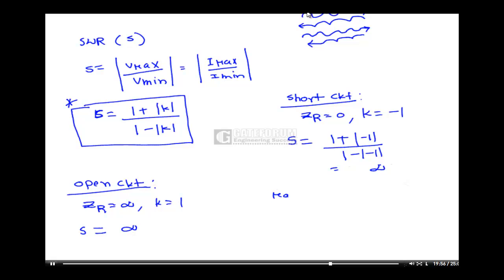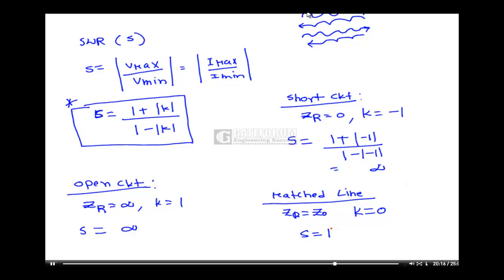Finally, matched load or matched line. Matched line means ZR is equal to Z0. What is the K value? K value is equal to 0. Then what is S? S is equal to 1.